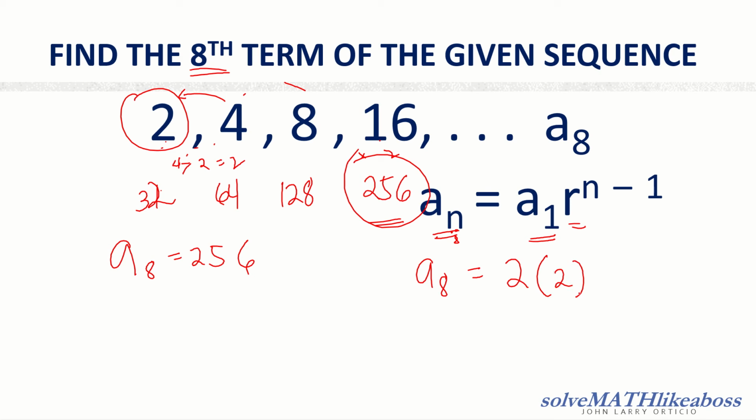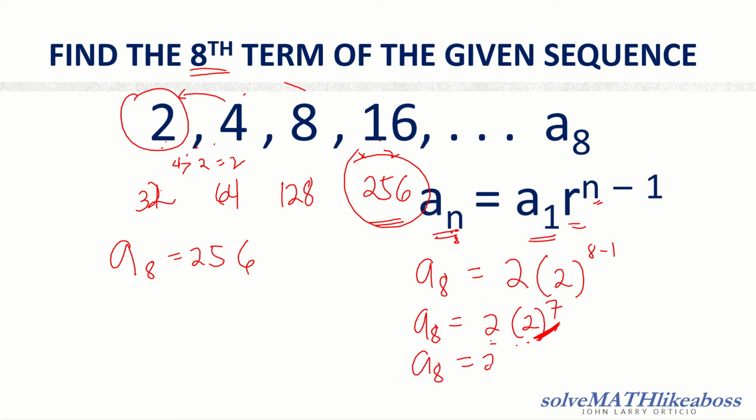Lagyan ko lang ng parenthesis. Tapos, naka-raise siya dun sa n minus 1. Ano ba yung hinahanap? Di ba pang 8? So, 8 minus 1. So, magiging a sub 8 is equal to 2. Ito, kailangan muna natin i-solve to. So, 2 raised to 7. Hindi mo i-multiply ang 2 sa 2. I-raise mo muna yung 2 sa 7 bago ka mag-multiply.